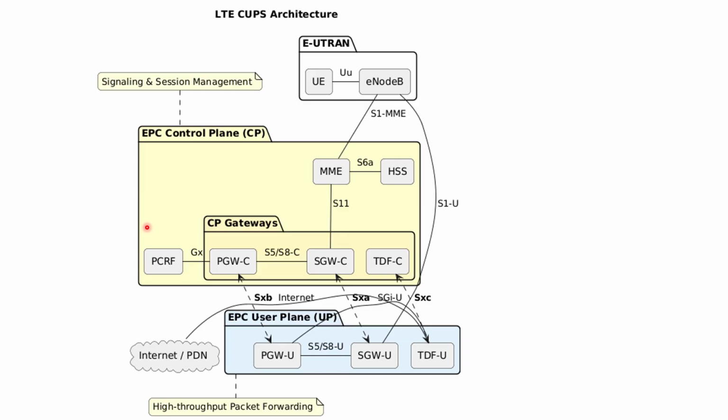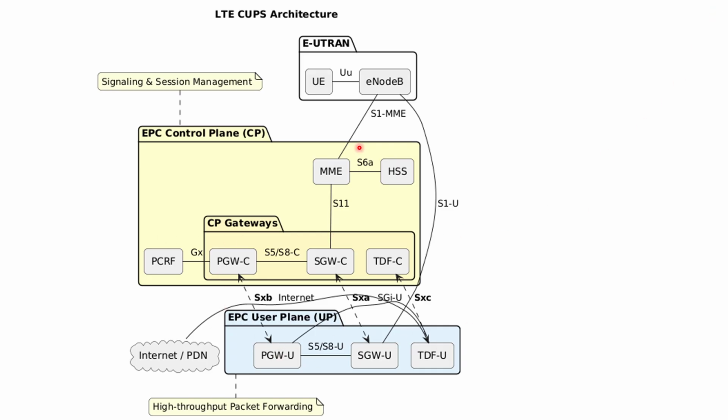In the traditional EPC network, the control plane and user plane functions are tightly coupled with each other, within the same hardware or virtual instances. So if you need more throughput on the user plane, you have to scale the entire gateway. In that case, you are going to waste some control plane resources, and CUPS solves this particular issue by physically and logically decoupling the signaling logic from the data forwarding hardware.